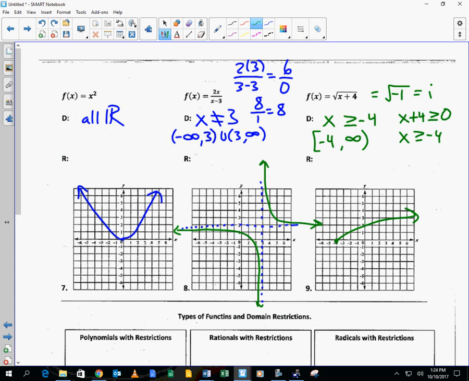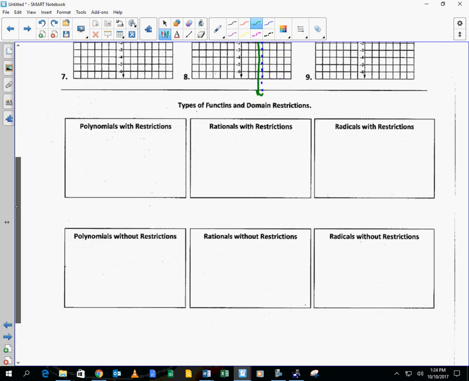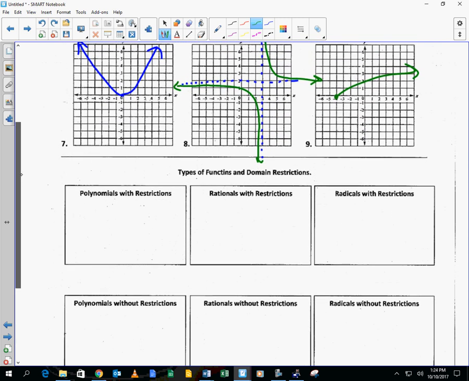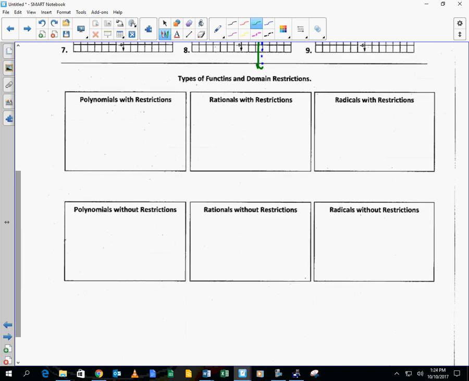Okay? So let's consider different types of functions and domain restrictions. For example, there are polynomials without restrictions, like y equals x squared. Plug in whatever you want, and you're going to get an output. y equals x minus 1 quantity cubed. Plug in anything, you're going to get an output.